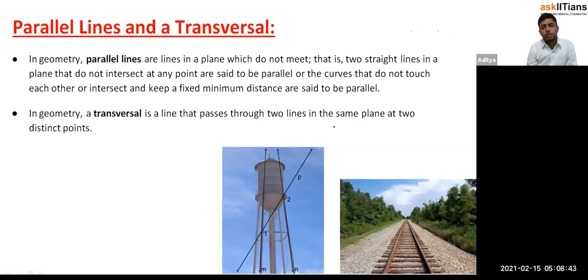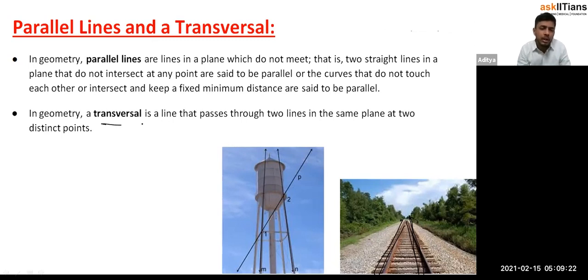Parallel lines, we already know these are lines that do not meet, right? For example, these railway tracks will continue on forever, but they will never meet. They're absolutely parallel to each other, right? And what is a transversal? One more thing we should see here is that let us read this entire thing. Parallel lines are the lines which do not meet, and they do not intersect at any point. And of course, they also keep a fixed distance between each other, correct?